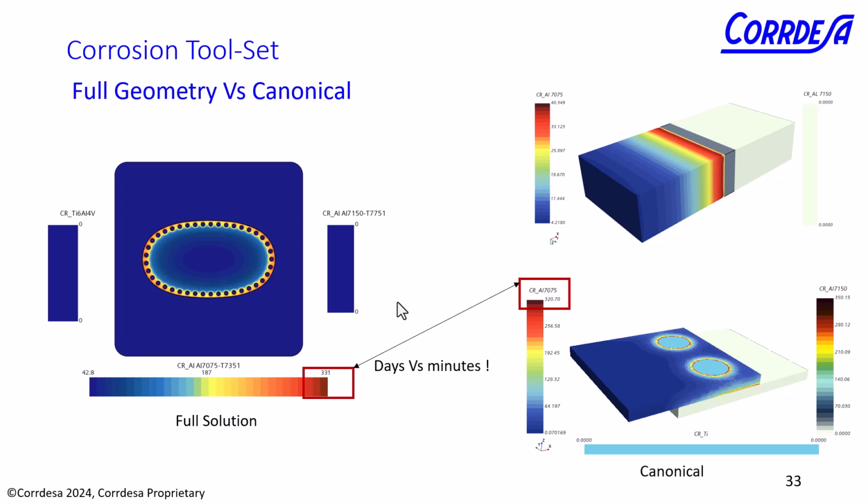On the left we actually built a full 3D model, albeit it's repetitive. We modeled the full 3D geometry, and it took us a few days to clean up that geometry, and now it may be just a matter of hours. We got a corrosion rate of 331, and then within minutes, using the surrogate approach, we got a corrosion rate of 321. So virtually the same, but we found that solution in much less time.